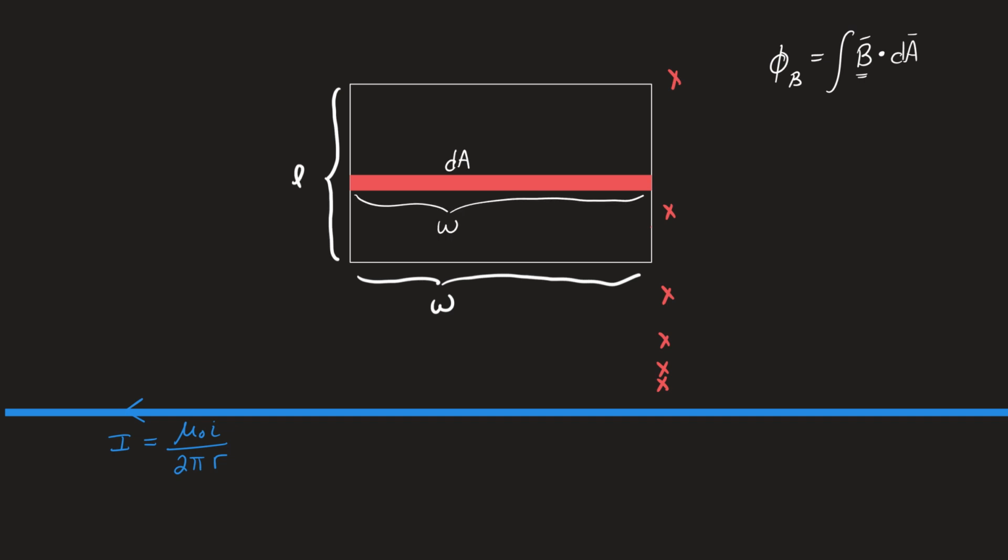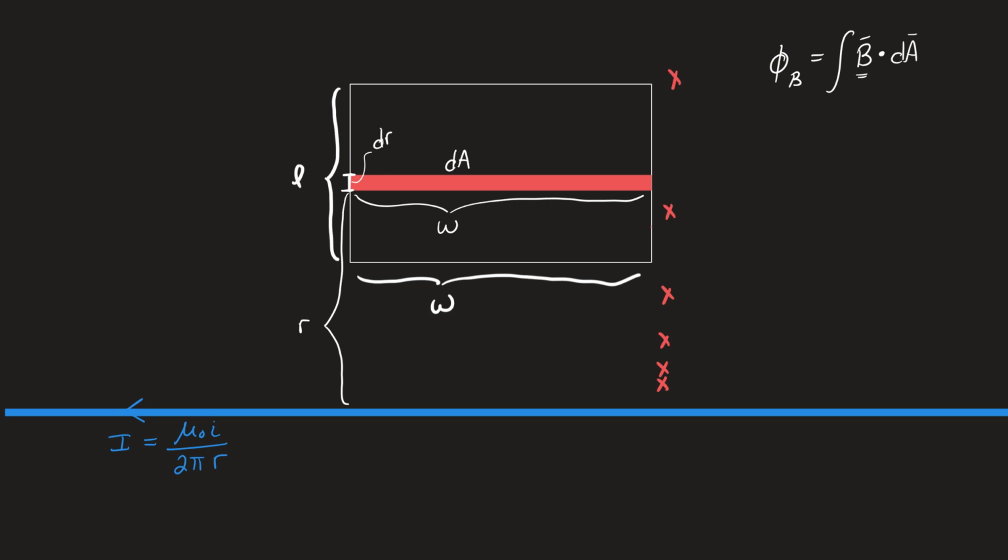w wide, because it's going to be the same width as the rectangle since it's aligned to my wire. However, as an area goes, it's length times width. So I need some variable I can use to express how wide my loop is. So I'm going to, just for consistency's sake, call this width right here dr. And I'm going to say that the start to this area is located r away from my current carrying wire.